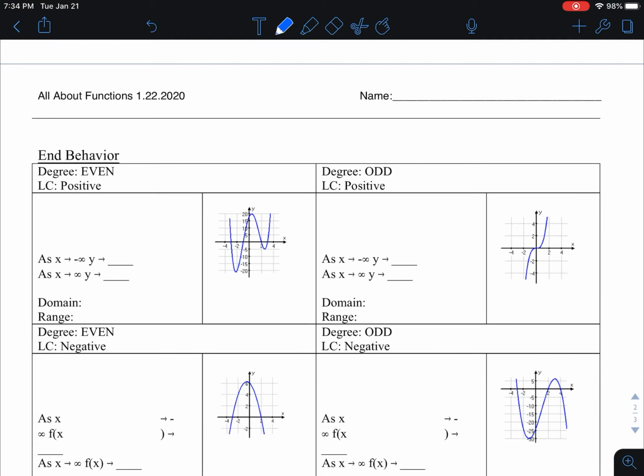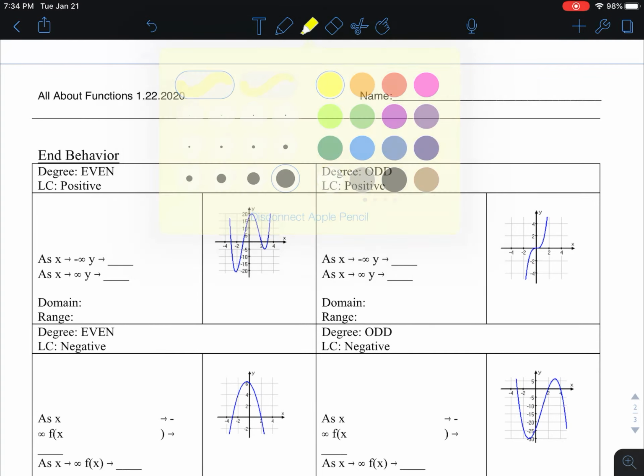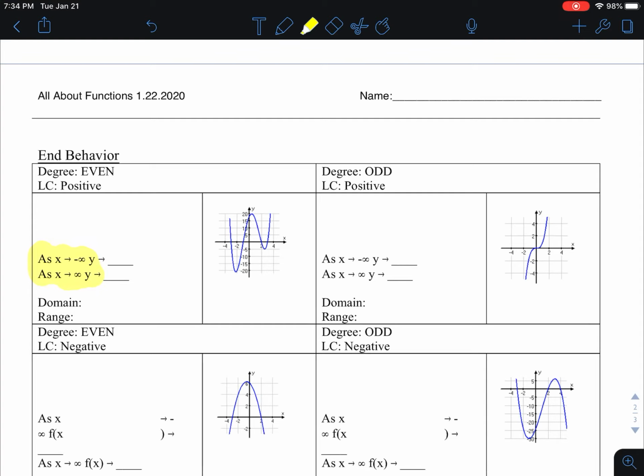I want to point something out. When we're looking at this right here, which you'll notice will be on all of these end behavior questions, that's just the standard. When we are talking about x going to negative infinity, all we mean is the left-hand side of your graph. If we have a graph, we have two ends: an end on the left and an end on the right. So instead of saying the left-hand side is doing this and the right-hand side is doing that, we do it this way.